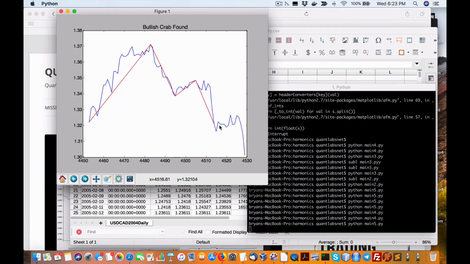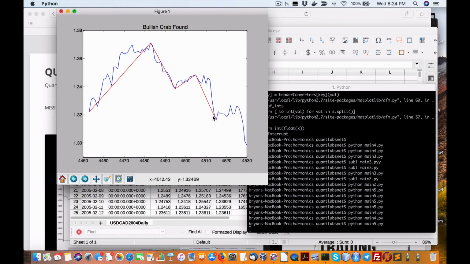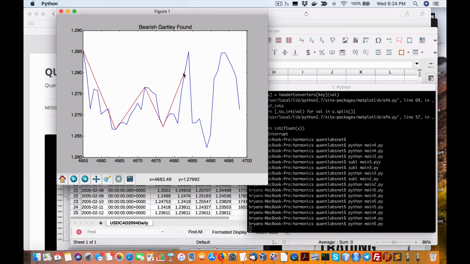Bullish crab found. Nah, I mean, this one obviously, even if we hung on, we could have made a little bit of money, tiny bit. Bullish, a little bit of money we could have made, a lot. Here, bearish, not correct for sure. Oh, but this one, without a doubt.